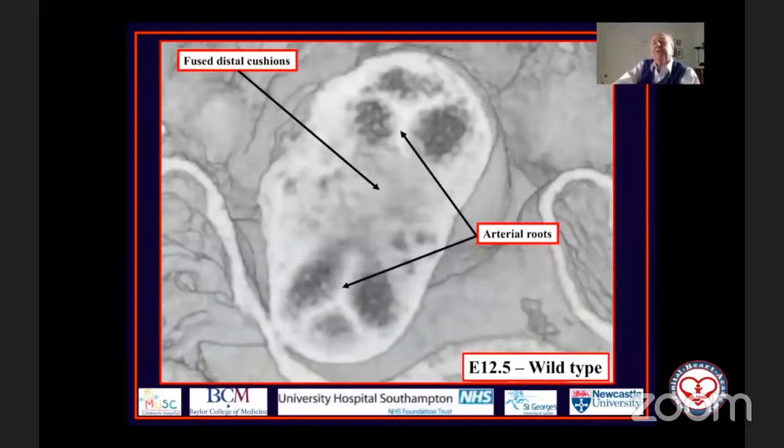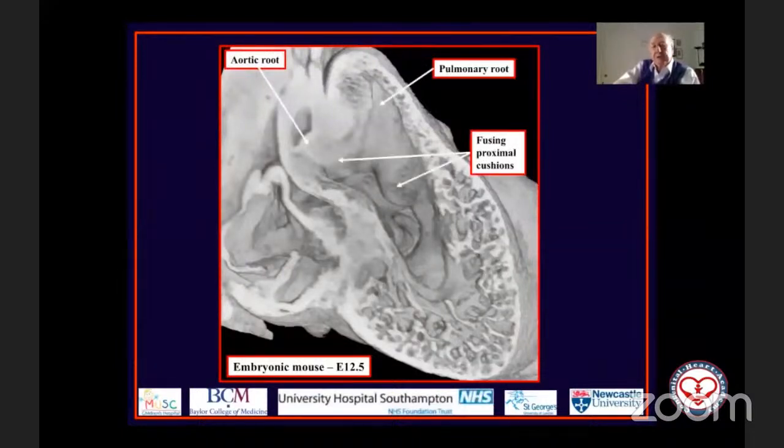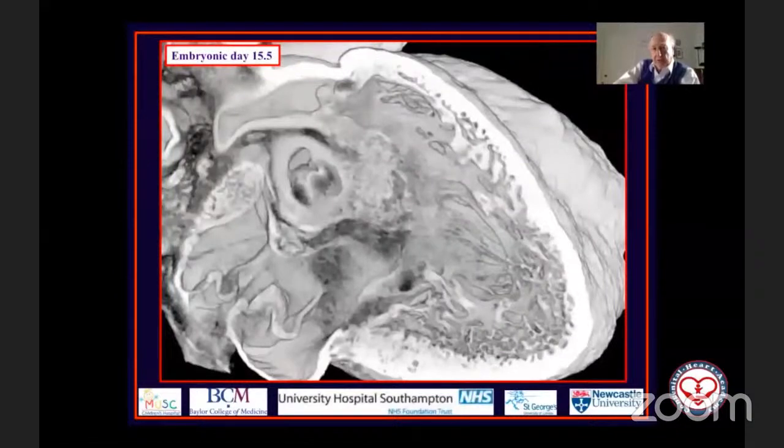So it is the distal part of those cushions that separates the middle part of the outflow tract to form the arterial roots. And then if we look at the proximal part of the outflow tract, having separated the aortic root from the pulmonary root, we see the proximal part of the cushions. And you all know, we've been discussing at length how these cushions fuse and they build a shelf in the roof of the right ventricle, and that commits the aortic root to the left ventricle.